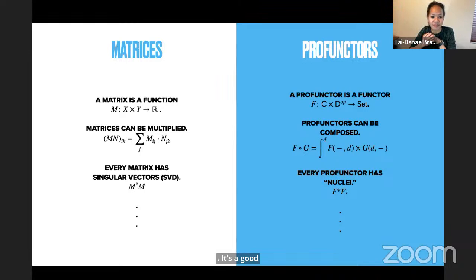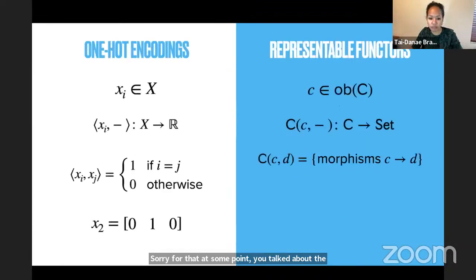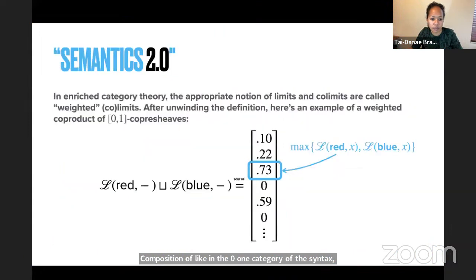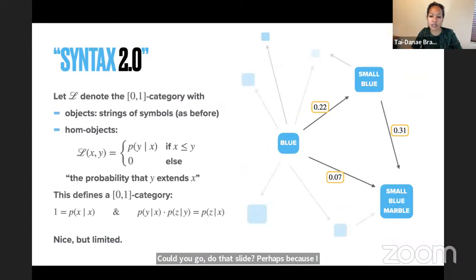So we have a raised hand from Pim. Hi, thanks for the very interesting talk. I have a very pedestrian question. Sorry for that. At some point, you talked about the composition in the 0-1 category of the syntax. Could you go to that slide perhaps? Here we have y given x and z given y is z given x. Normally, I would guess you have some sort of a sum over y there. How does that work?